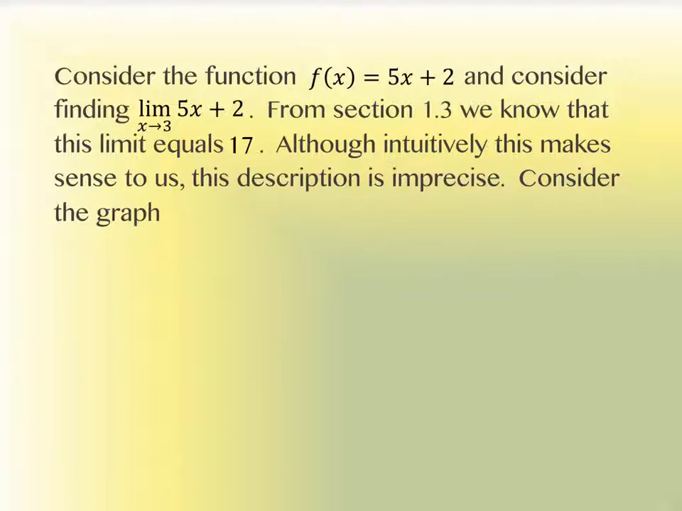It says to consider finding the limit as x approaches 3 of 5x plus 2. Now, you know how to do that. You can just plug the number in, in terms of algebraically working through the problem. What did you do? Well, you put in 3 for x, and you'd end up getting 17. No problem, right? It says, although intuitively this makes sense to us, the description is imprecise. And we're going to consider the graph, and talk through how that actually works on a graph.